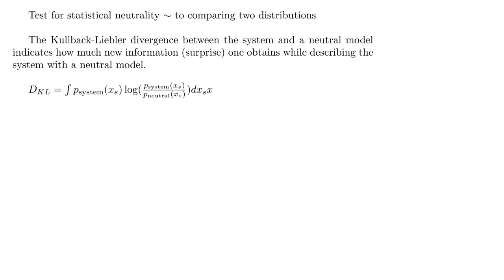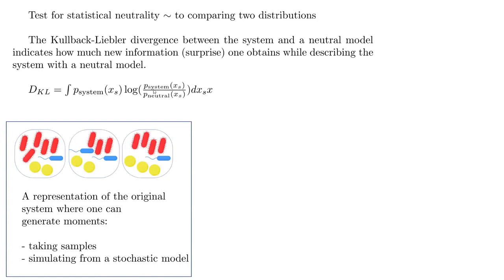The other thing that you could do to test for neutrality is to compare distributions. This is the statistical neutrality that I mentioned before. You have a neutral system and some other system, and you want to know if they're statistically different. You can use a measure to compare distributions, and the Kullback-Leibler divergence is a possibility. This would work like this. You have some representation of your original system, and with this representation you need to be able to take samples.